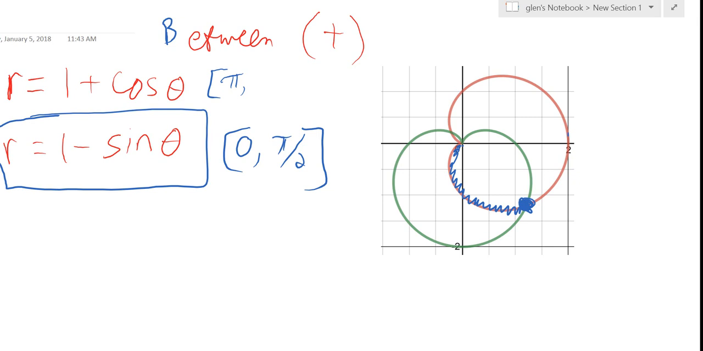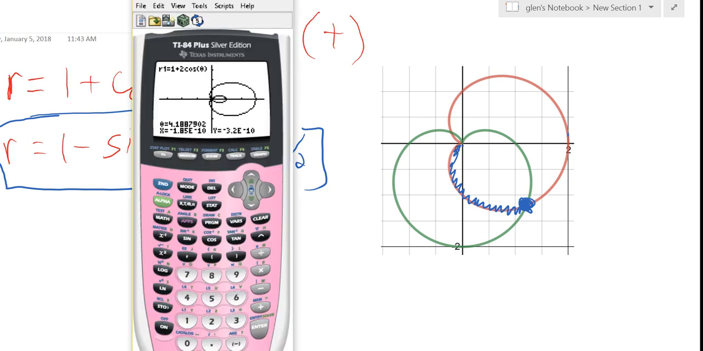Cool? If you didn't know that, a lot of times on the AP test, they're just going to give you that. They're going to say, hey, they intersect here. If they don't, then you probably have a calculator, or you've got to set them equal to each other. I don't know. There's a lot of stuff that could happen, but I showed you this with tracing this.